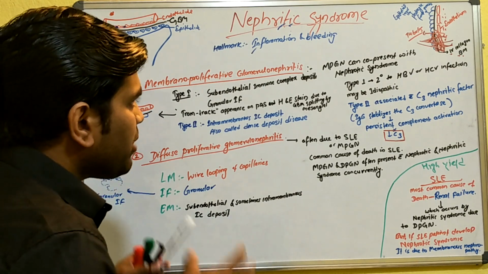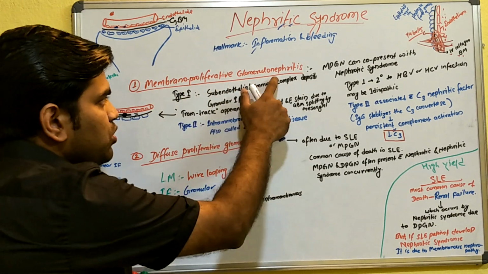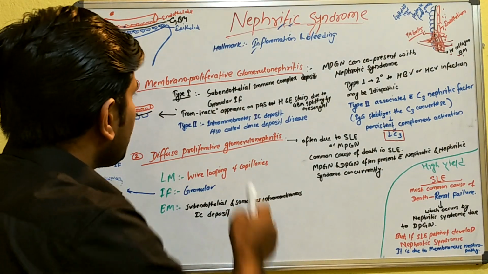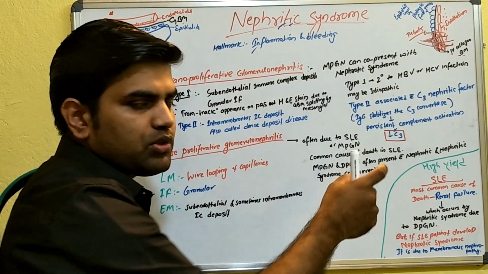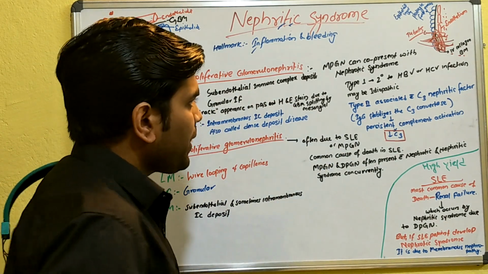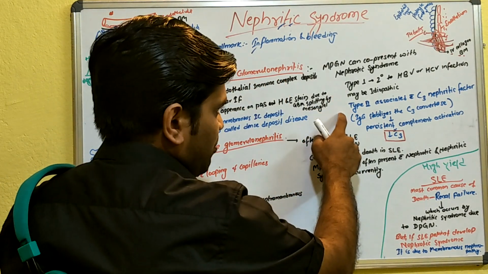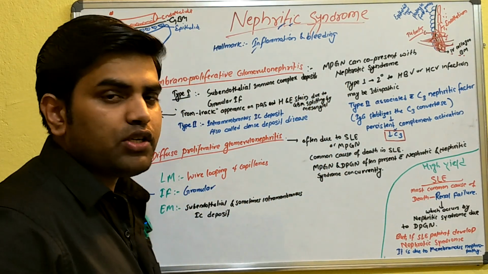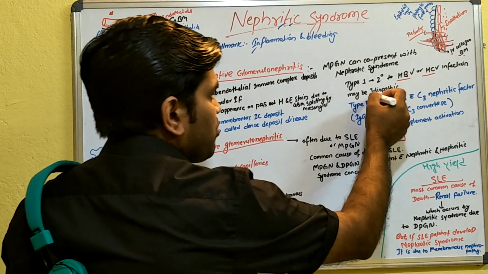Now the remaining causes responsible for nephritic syndrome are membranoproliferative glomerulonephritis and diffuse proliferative glomerulonephritis. Membranoproliferative glomerulonephritis, MPGN, can co-present with nephrotic syndrome, so both nephritic and nephrotic syndrome can be present at a time. There are two types of MPGN, type 1 and type 2. Type 1 is related to hepatitis B or hepatitis C infection, so it is secondary to hepatitis B and hepatitis C infection, or maybe idiopathic.